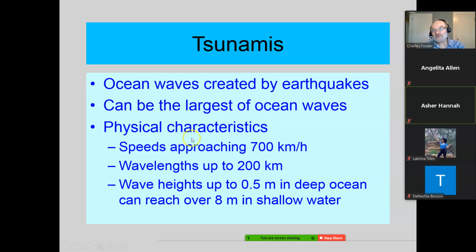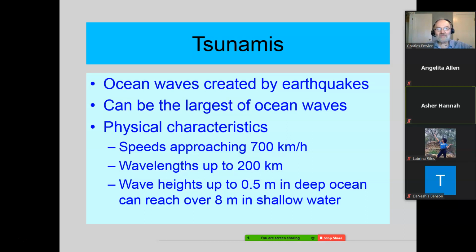Here are some of their physical characteristics, and this, to me, is hard to believe. The speeds can approach up to 700 kilometers per hour. That would translate to 420 miles per hour. A wave coming in at better than 400 miles per hour, you don't have much warning. There's no way you can outrun that thing or outswim that thing. It's going to get you, okay? The wavelengths are up to 200 kilometers, okay? What is that? That would be about 120 miles of wavelength.